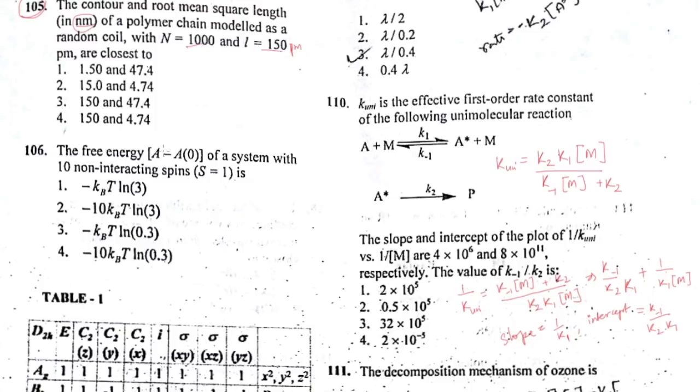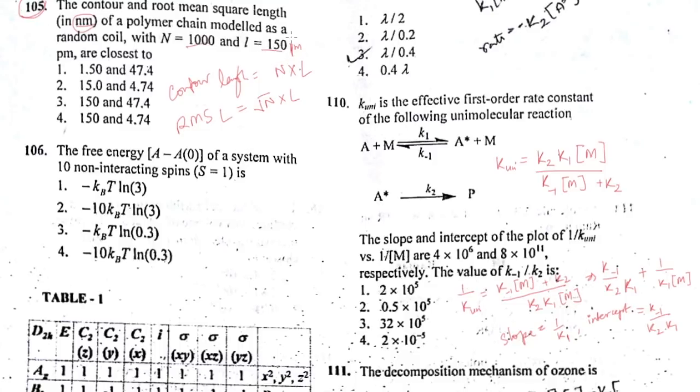If you have read this topic from your polymer chemistry, although these topics are not that important from an examination point of view and have not been asked in the last 3-4 years, this time they have asked, and if you have read some book, then only you would have done this question. So the contour length is given by n into L, and the root mean square length is given by under root n into L. Just put them in and solve.